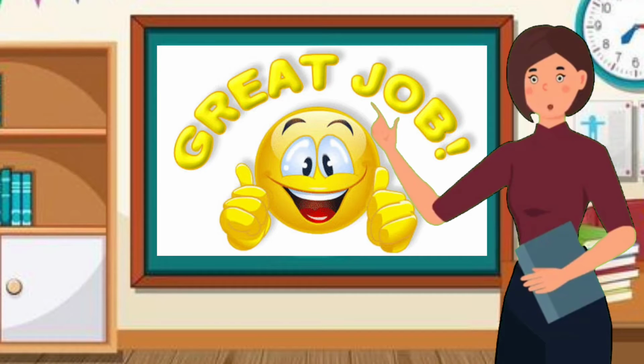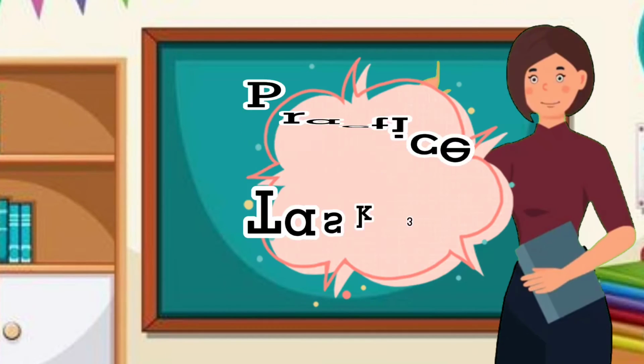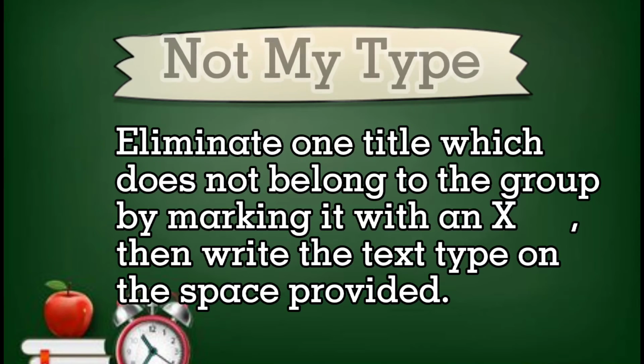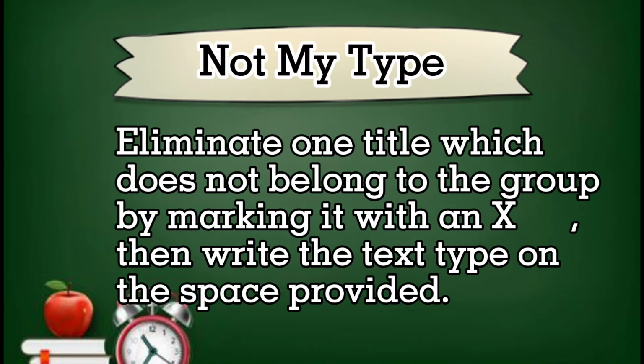Keep on going. Now, let us proceed to practice task 3, not my type. Read with me the set of text titles. Eliminate one title which does not belong to the group by marking it with an X. Write the text type on the space provided.